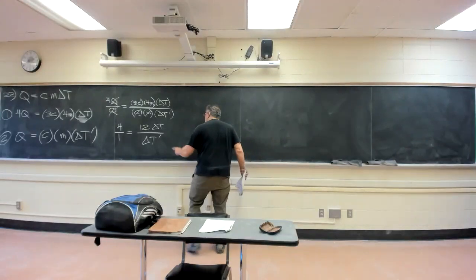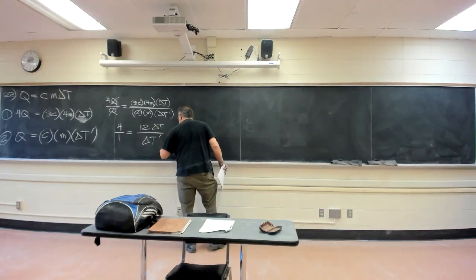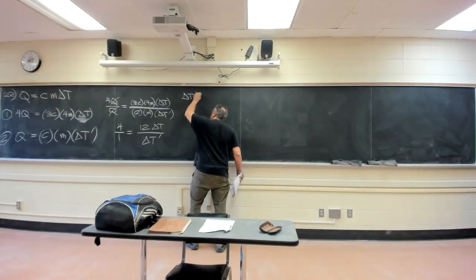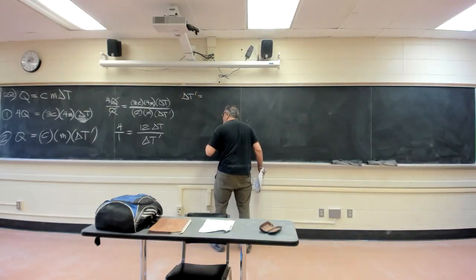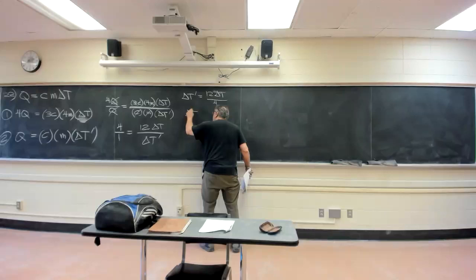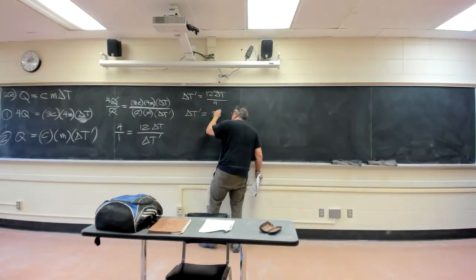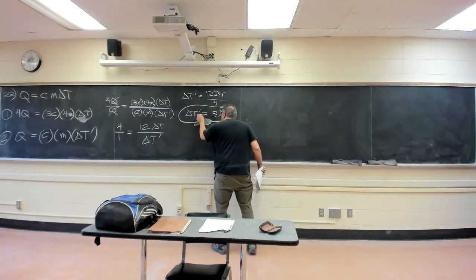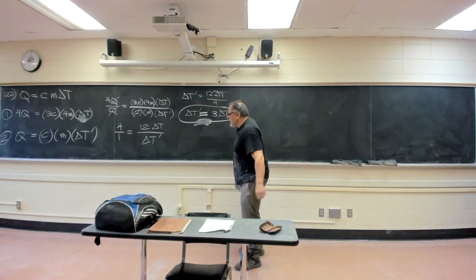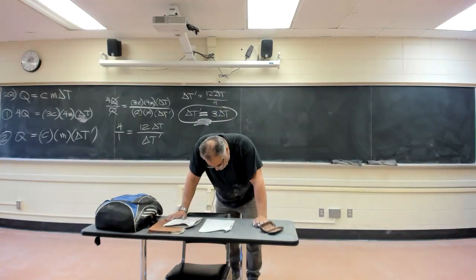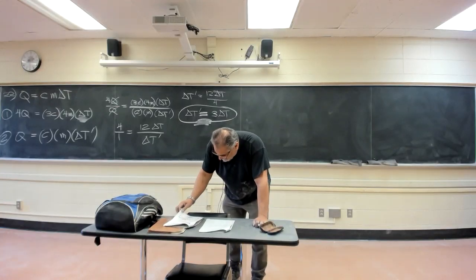Let's solve for delta T prime. Let's multiply by delta T prime on each side, and then divide by 4, because 4 over 1 is just 4. So we get 12 delta T over 4. We didn't need to be that rigorous about it. At the end of the day, the amount of temperature change that delta T prime is going to experience is what we just said. It comes out to here.